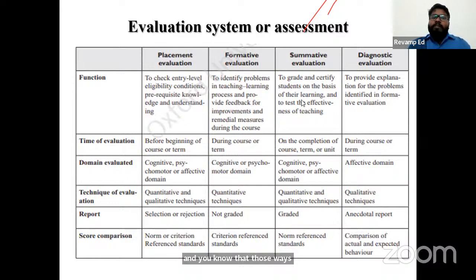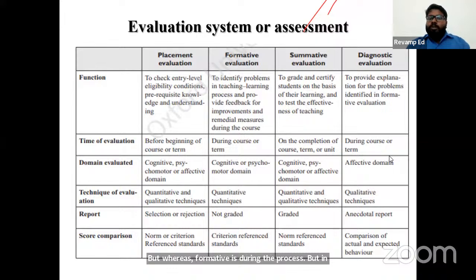In summative evaluation, you are giving a certificate or grade based on their learning. It also tests the effectiveness of teaching. Here it is at the end of the course. Placement begins with the course when it starts, formative is during the process, but summative is at the end of it.